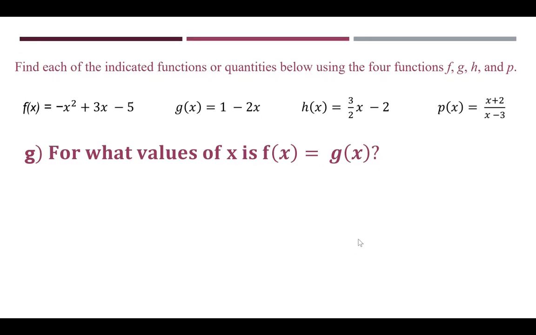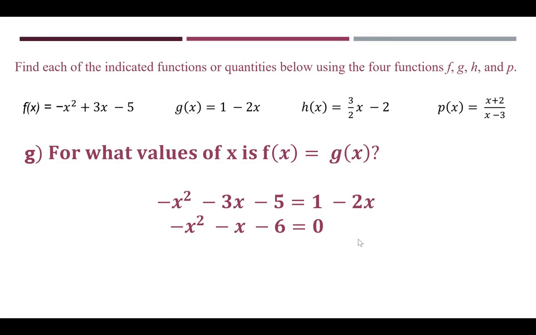In this example, it says, for what values of x is f of x equal to g of x? Well, we're simply going to set the two functions equal to each other and solve. I notice there is an x squared, which tells me this is a quadratic equation. In a quadratic equation, it's good to get all the terms on the same side. So I'm going to subtract 1 from each side, and I'm going to add 2x to each side. So the right side is now 0.